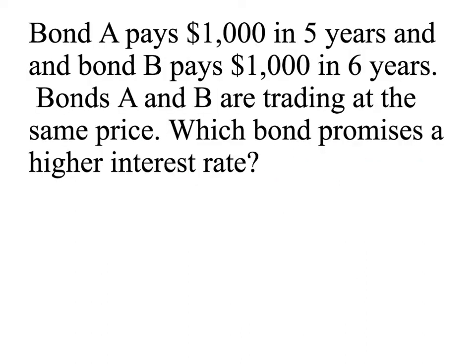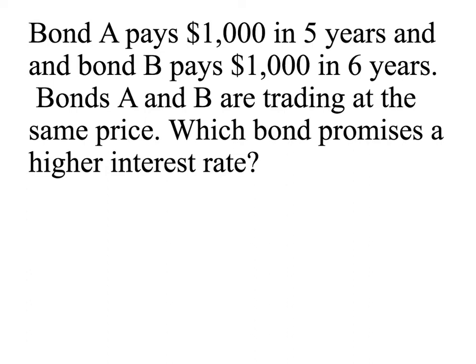Okay, here's another question that doesn't require any numerical computations. We have two bonds, A and B. A pays $1,000 in 5 years, B pays $1,000 in 6 years. If the two bonds are trading at the same price, which one promises a higher interest rate? Hit pause, think about it for a second, and then hit play for the answer.